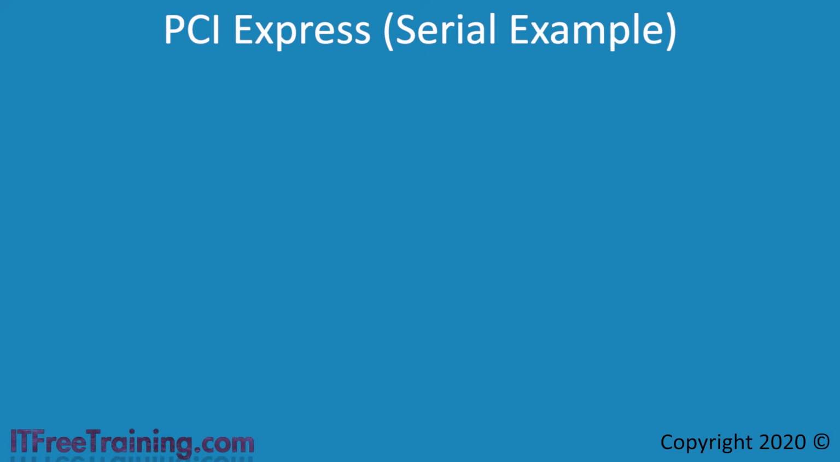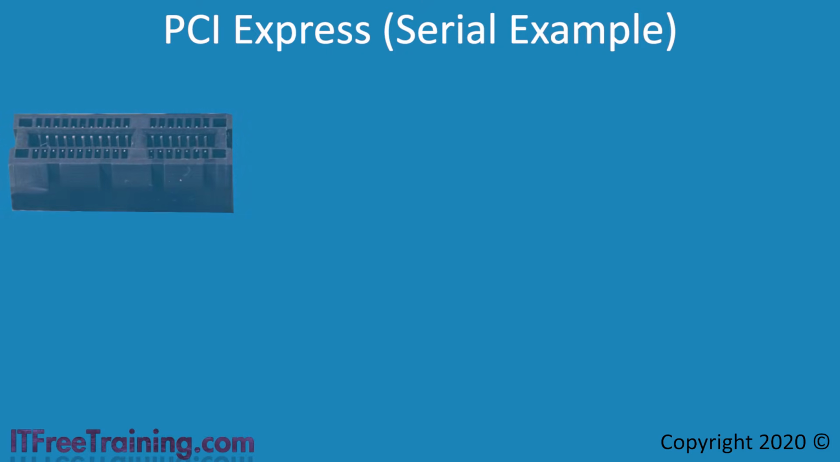To better understand how serial communication works, I will use PCI Express as an example. There are a number of different ways that serial communication can be implemented. However, you will find that they are similar to how PCI Express is implemented. In this example, I will use the PCI Express by one slot. This slot only has one lane of traffic, making it easy to understand.